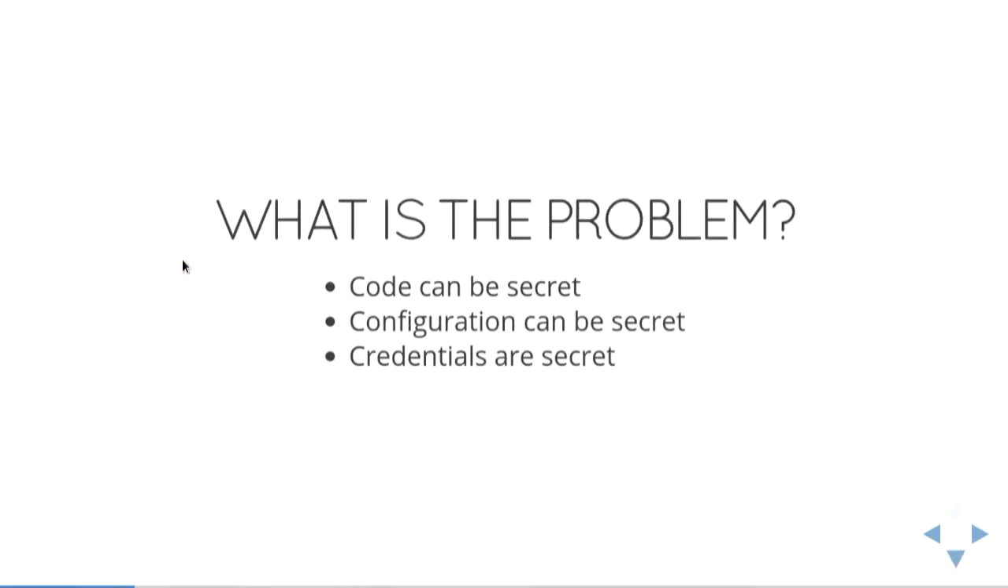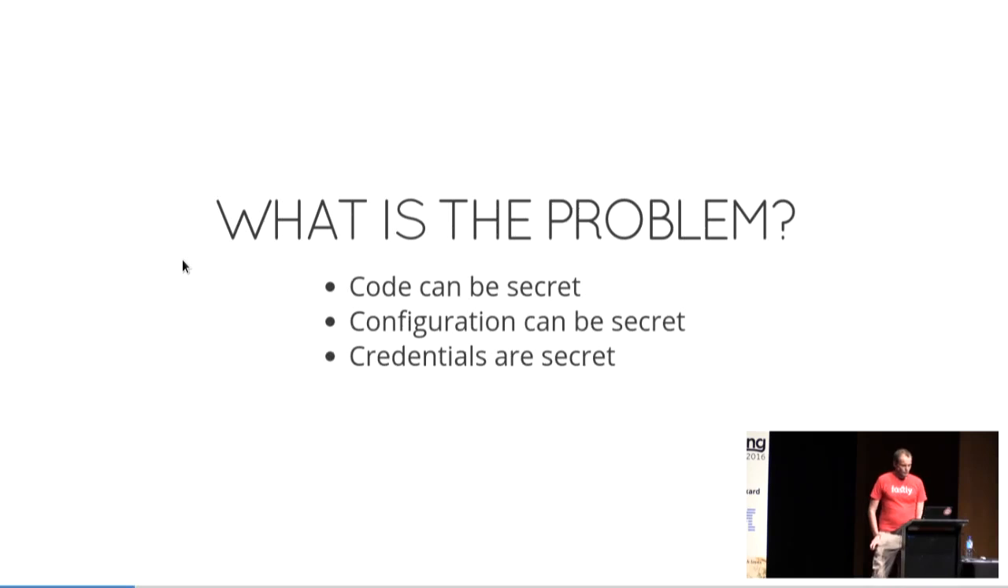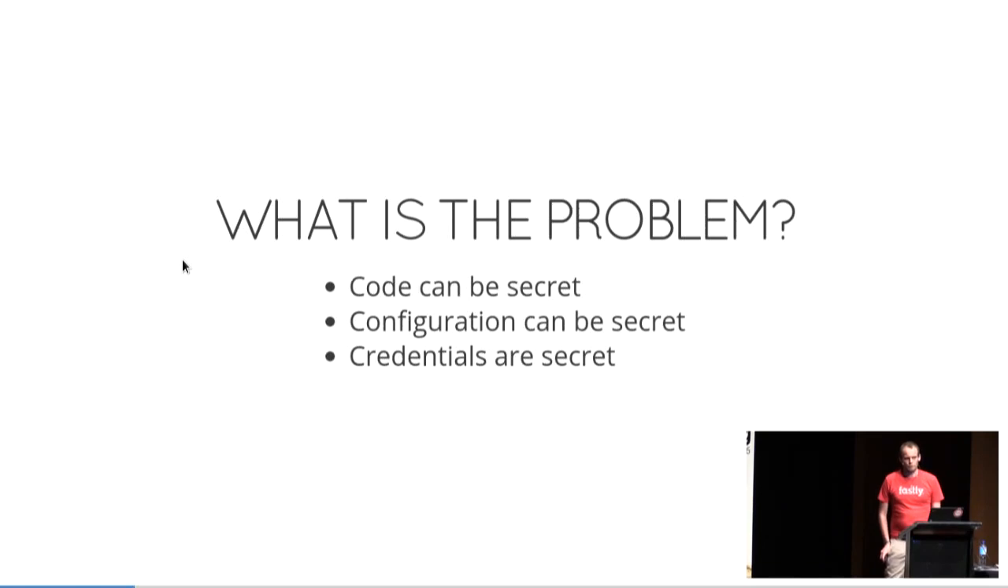So the problem we're looking at here: code can in some cases be secret. There is proprietary software out there. We don't like it, of course, but sometimes you don't want that distributed. Configuration can be secret. There are some organizations which publish their configurations. Debian comes to mind. The Puppet repository there is public. Same for GNOME. There are probably more, but not that many.